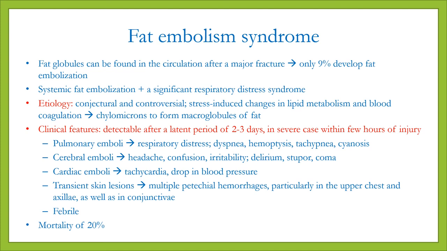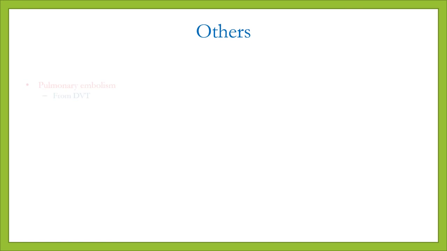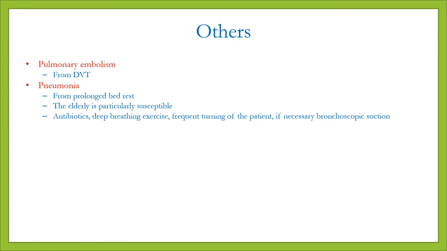Pulmonary emboli: respiratory distress, dyspnea, hemoptysis, tachypnea, and cyanosis. Cerebral emboli: headache, confusion, irritability, delirium, stupor, and coma. Cardiac emboli: tachycardia, drop in blood pressure. Transient skin lesion: multiple petechial hemorrhages, particularly in the upper chest and axilla, as well as in the conjunctiva. Febrile, with a mortality of 20%.